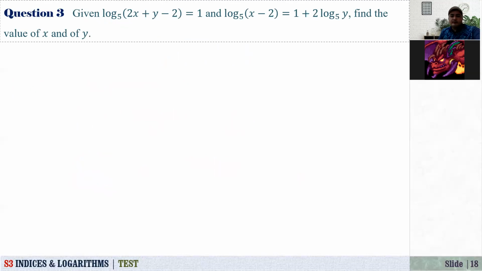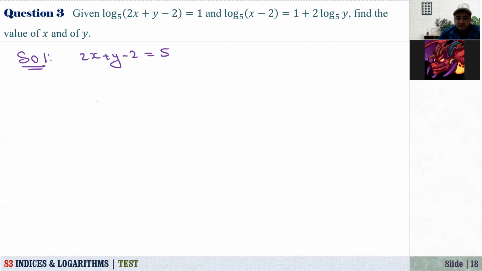Question 3, given that the logarithm of 2x plus y minus 2 to the base of 5 is equal to 1, and the logarithm of x minus 2 to the base 5 equals 1 plus 2 times the logarithm of y to the base of 5, find the value of x and y. It's a kind of solving a system of logarithmic equations. So for the first one, let me just write it as 2x plus y minus 2, by definition, that's equal to 5 to the power of 1. It's just equal to 5.